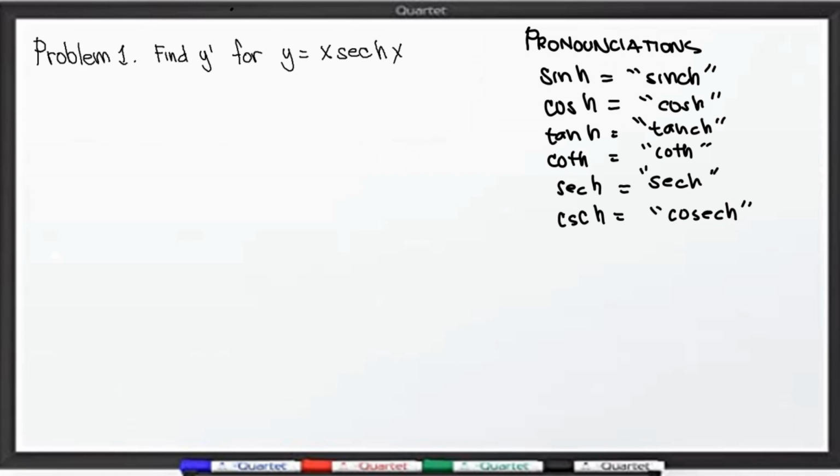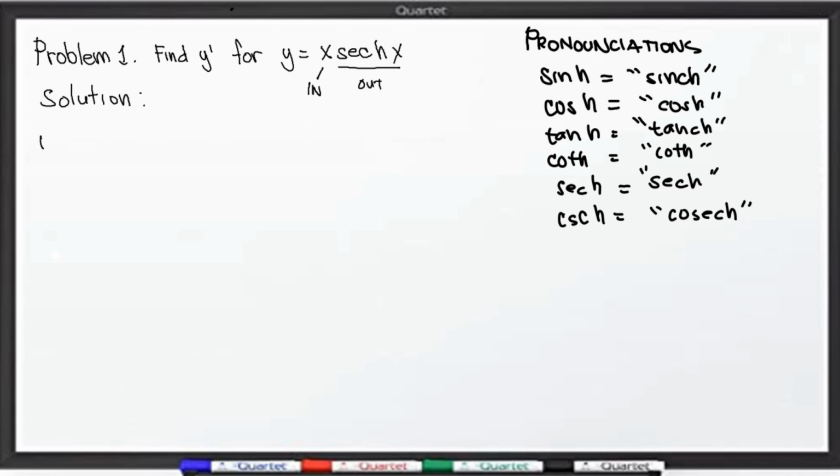Problem number 1. Find y prime for y is equal to x sech x. We say solution. Basically, we will do the same. Kung anong ginagawa natin sa algebraic, yun din po ang gagawin natin dito sa hyperbolic. Parehong-pareho lamang po ng process, maging trigonometric, hyperbolic, at saka algebraic. Obviously, we will have here a product rule. We call this the inside and this one the outside.